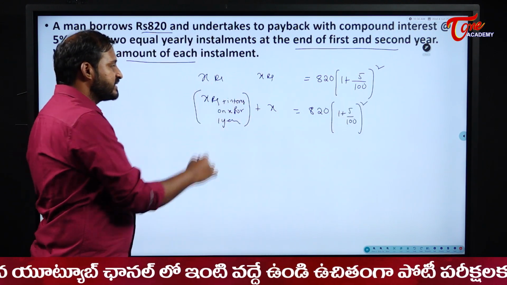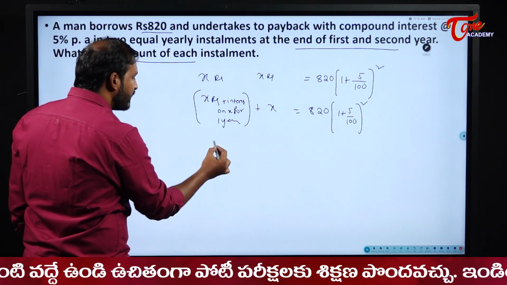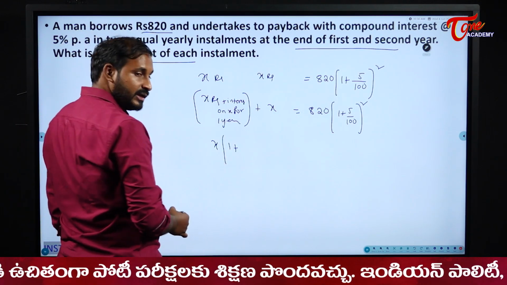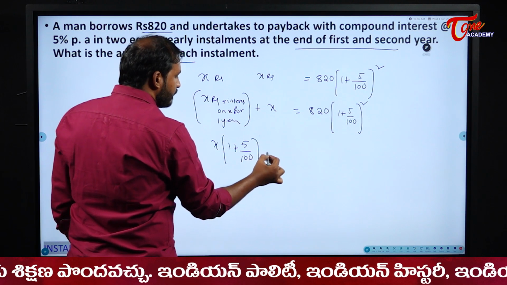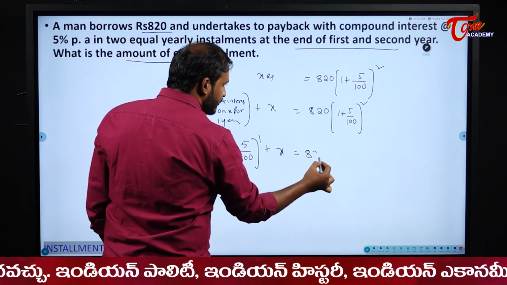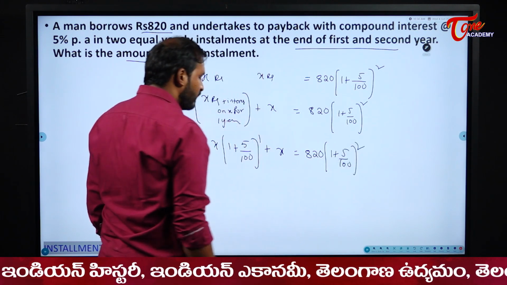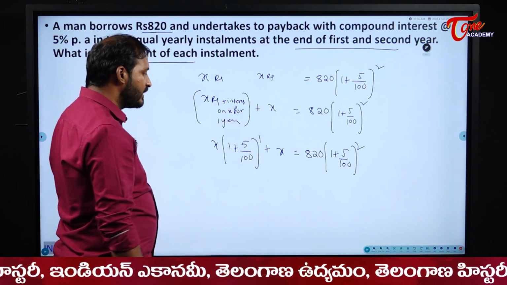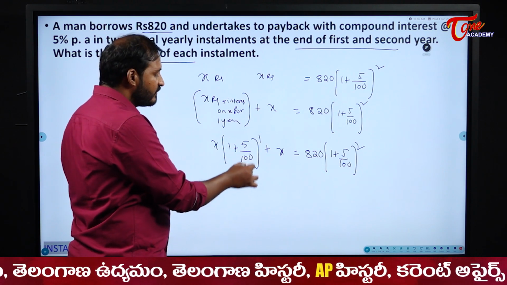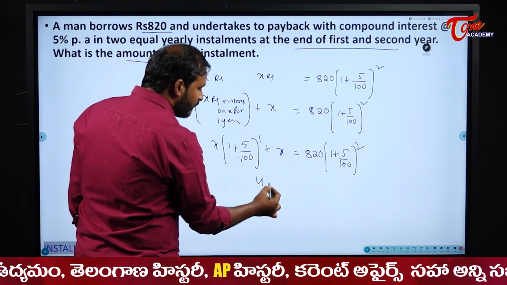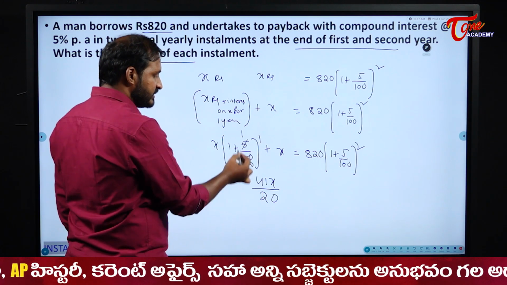Now x plus interest on x means the amount after 1 year. The formula will become x into 1 plus the rate of interest, 5%, so 5 by 100, whole to the power of 1, plus x, is equal to 820 into 1 plus 5 by 100, whole square. So 1 plus 5 by 100 becomes 21 by 20. 21 by 20 x plus x becomes 41x by 20. See students, I have cancelled it directly.